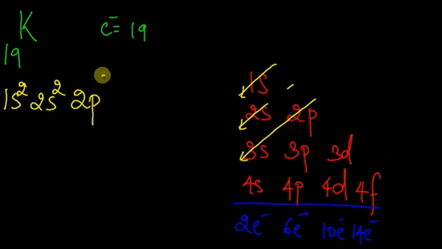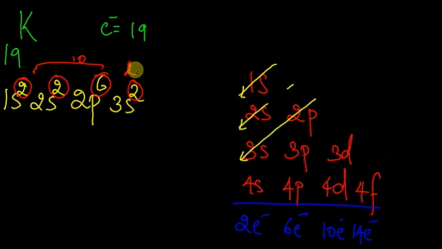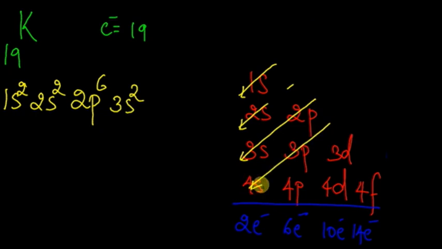P can take 6 electrons, so 2p6, and then 3s2. Now let us have a quick check on how many electrons we have already accounted for. If we add the exponents, 2 plus 2 plus 6, that is 10 electrons, and then adding 2, it becomes 12 electrons. Now to fill the remaining electrons after 3s, we go on to 3p, and we get 3p6.